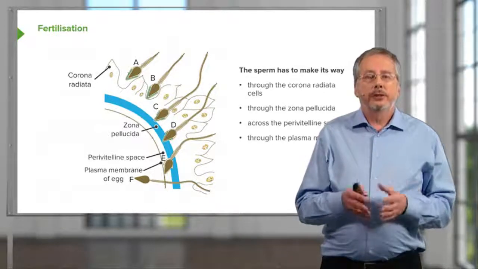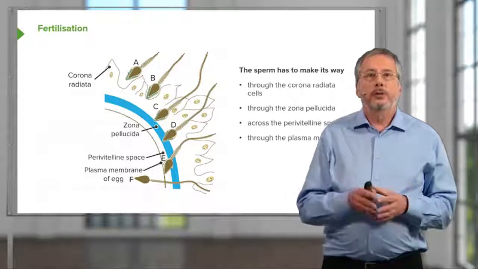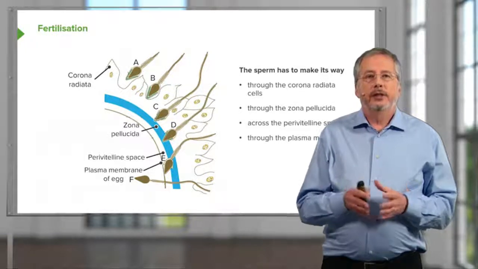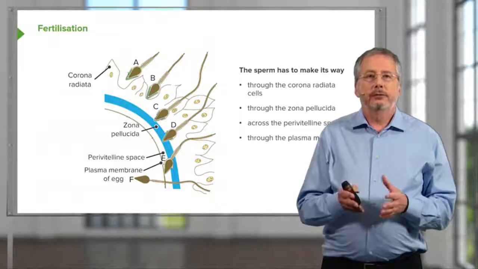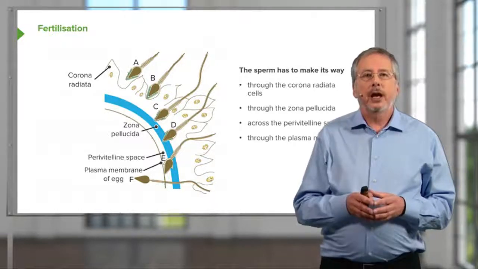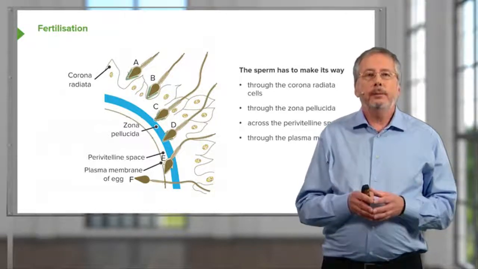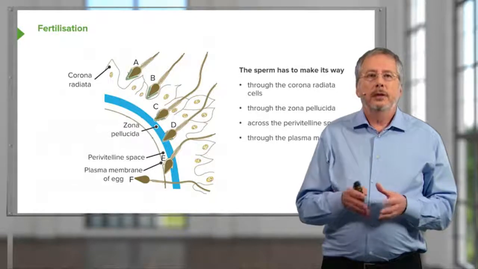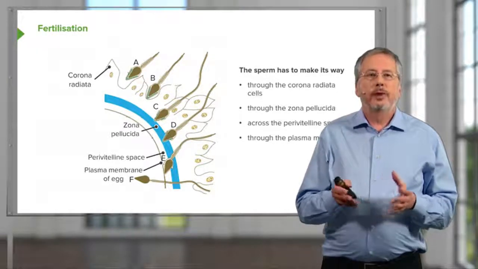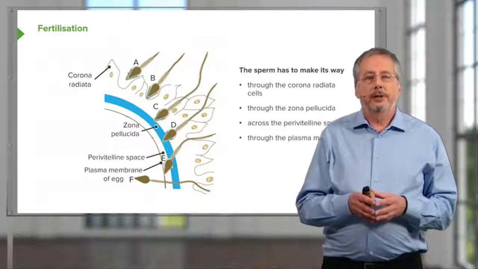Now, this demanding process is one that can sometimes go wrong. So in in vitro fertilization techniques, as part of assisted reproduction, it may be necessary to help the sperm through the corona, indeed through the zona, and perhaps even through the plasma membrane, and we'll illustrate that later.